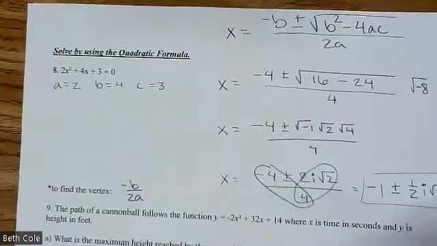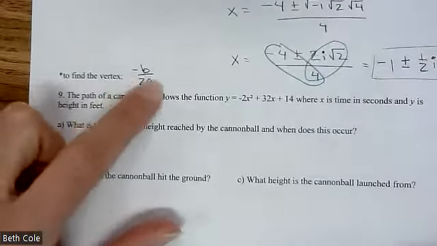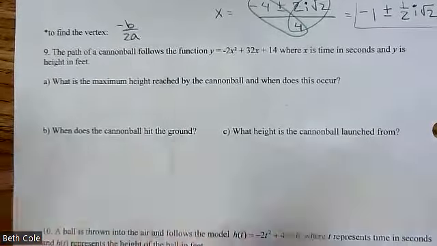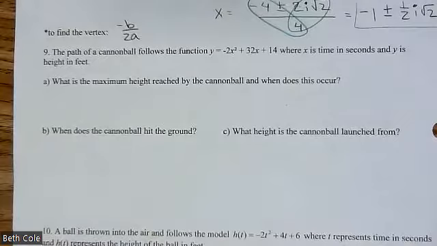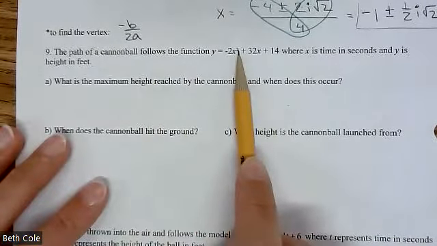All connected. Okay. So if you want to find the center, that axis of symmetry where the vertex is, that's your little formula. And it's the beginning of the quadratic formula, negative b over 2a. So the path of a cannonball, objects that go up and come back down, they follow parabolas. Follows this function. Do you see how it's a parabola? Do you see how it's negative?